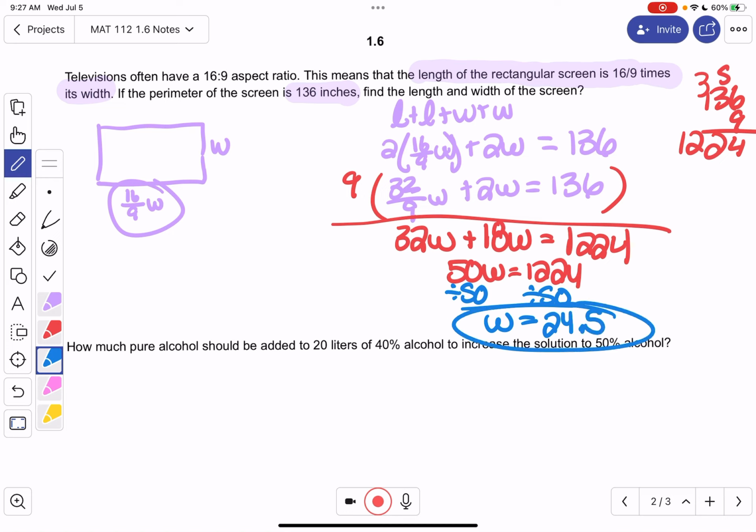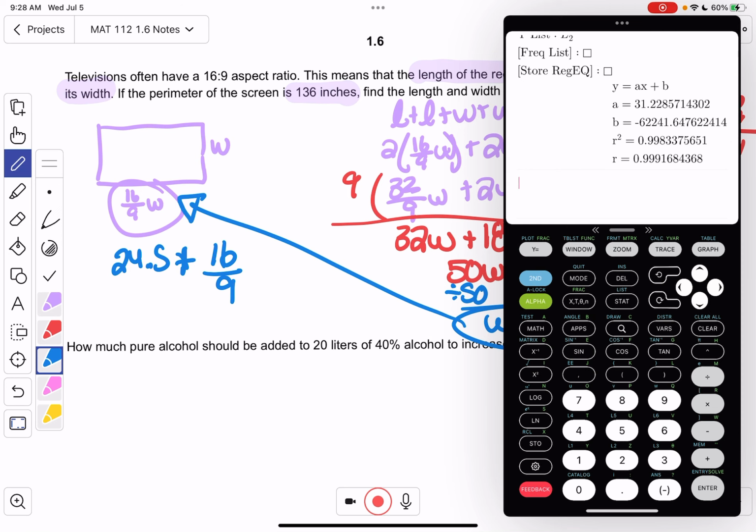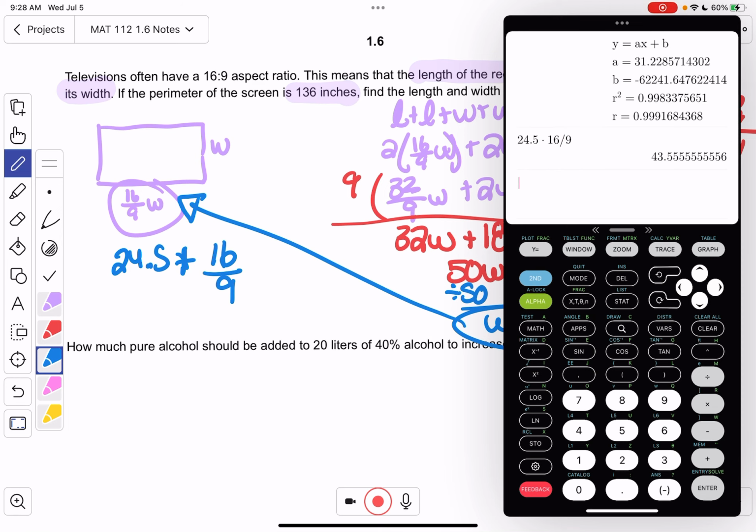So that's our width. Now it also wants the length. So we plug that in. We do 24.5 times 16/9. So if I did that, 24.5 times 16 divided by 9 gives us 43.6 for our length. And you would just round either to, if it doesn't tell you, you pick. If it does tell you, you round to that place.